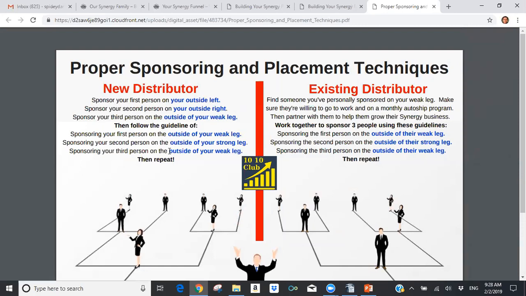at the time that I'm ready to bring a person in, what is my weak leg? What is my strong leg at that time? And if you do that, you're now growing both sides of your Synergy organization. You have some balance to the growth.